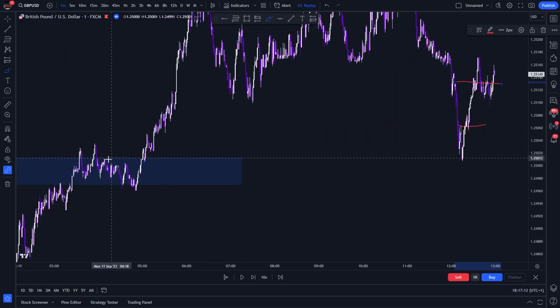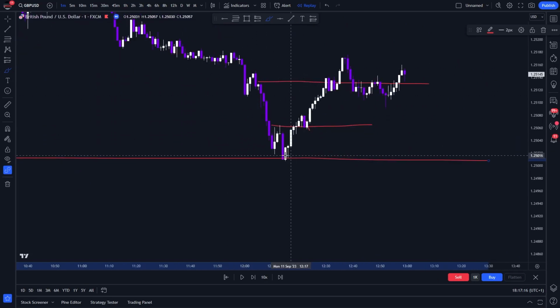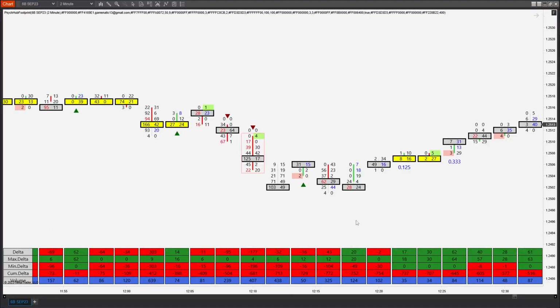Once I tap into my point of interest, which I have, I wait for a change of character on the 1 minute time frame. Now, guys, as you know, I use the order flow footprint so religiously. I need to see the order flow footprint confirmation before looking to get into a setup. So I'm going to pull up the order flow footprint right now. So this is the order flow footprint chart right here.